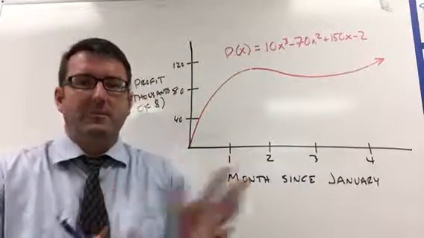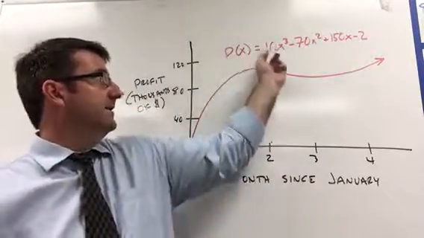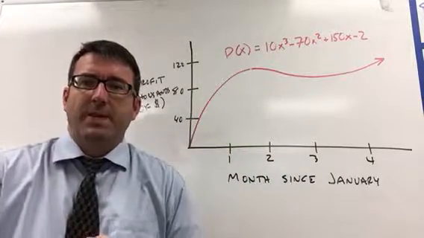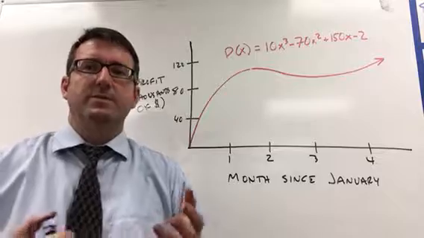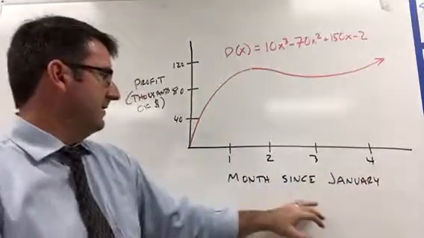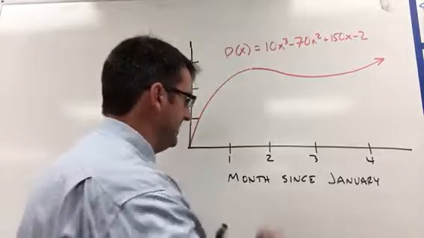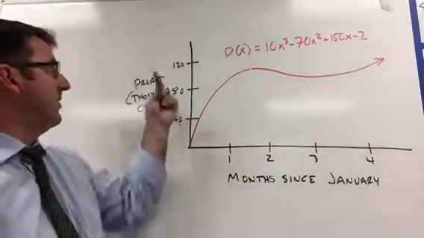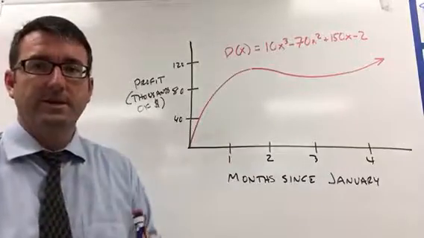All right, for number 19, we're given this graph and the equation that created this graph. And we're told that this is the projected profits for a car company. So along the bottom here, we've got months since January. And along the side, we've got the profit in thousands of dollars.